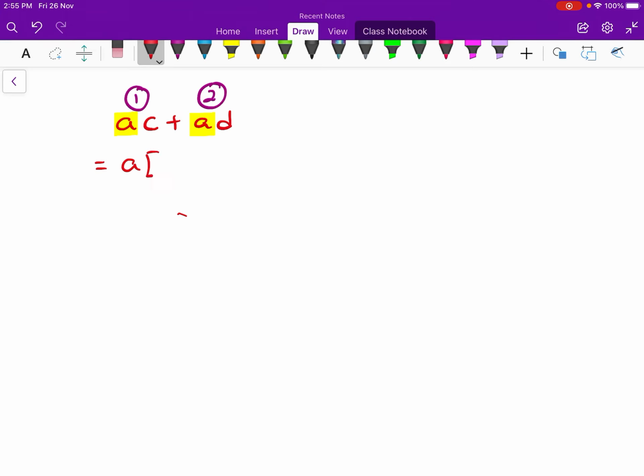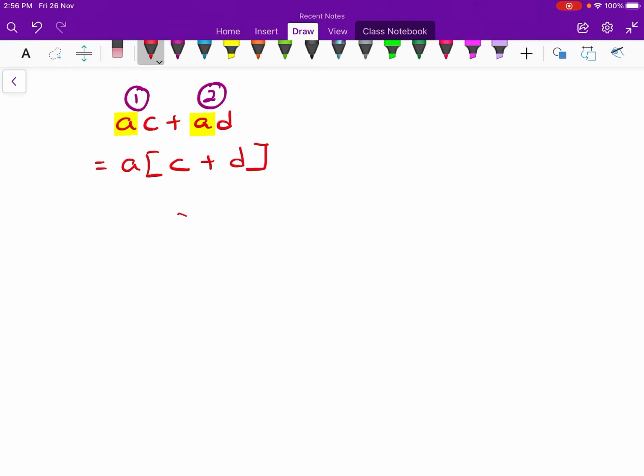So what is left for the first term? For the first term it is C, right? Then for the second term it is D. Then I put back the bracket. You can put a round bracket, you can also put a curly bracket, depending on you. For me, I put a square bracket. So this is how we do our factorization, by taking out the common term.